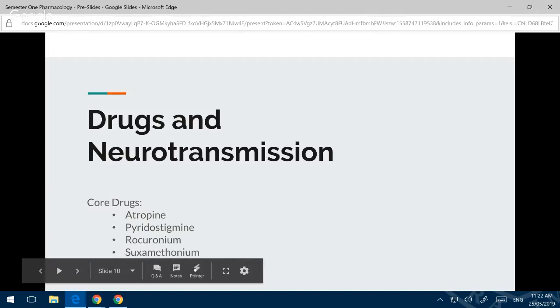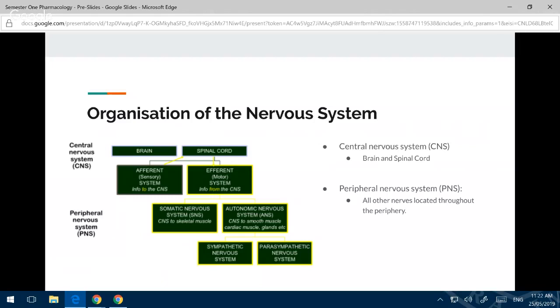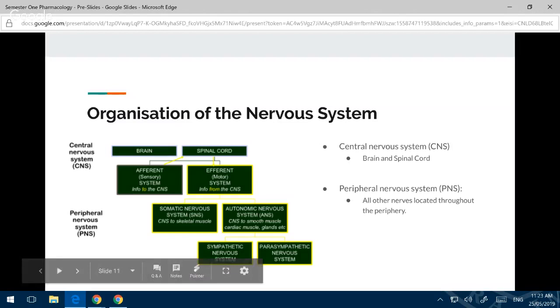Looking quickly at the nervous system. We've obviously got the central nervous system composing of the brain and spinal cord. And the spinal cord really carries the bulk of what we're focusing on today. Of course, we also do have the peripheral nervous system as well.